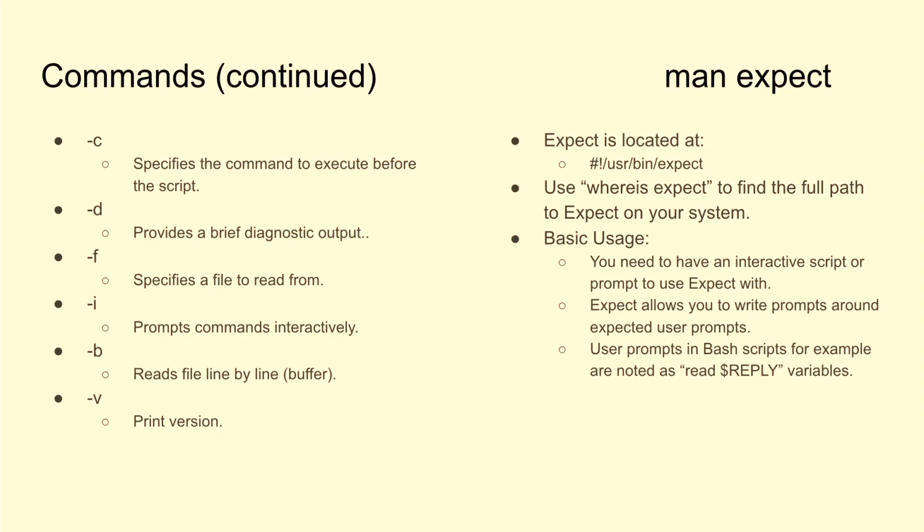These continued flags are all part of the send. So -c simplifies the command. -d provides a diagnostic. -f specifies a file to read from. -i prompts commands interactively. So if you wanted to actually interact with the prompt using expect, you can. -b reads a file line by line, and -v prints the version of expect. So if you just do expect -v, it will tell you the version of expect on your computer.